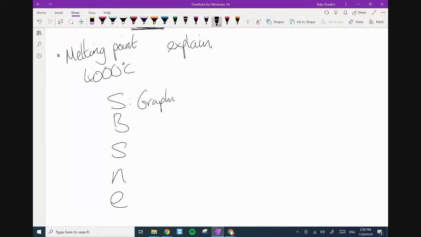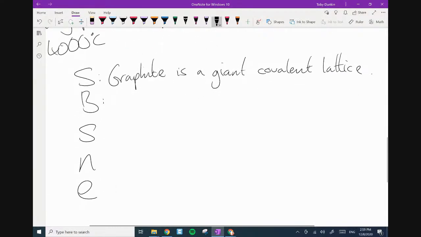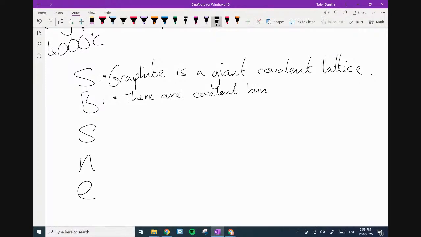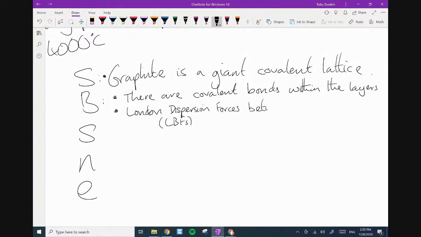Structure: graphite is a giant covalent lattice. Next, the bonds. Now, this becomes complicated. Graphite is special, and we did this at GCSE. Number one, there are covalent bonds within the layers, and London dispersion forces, LDFs, between the layers.